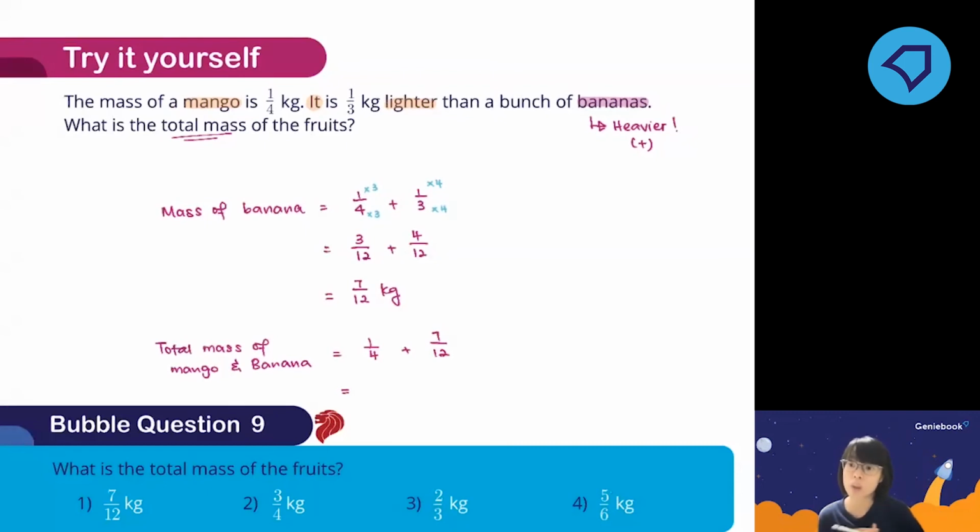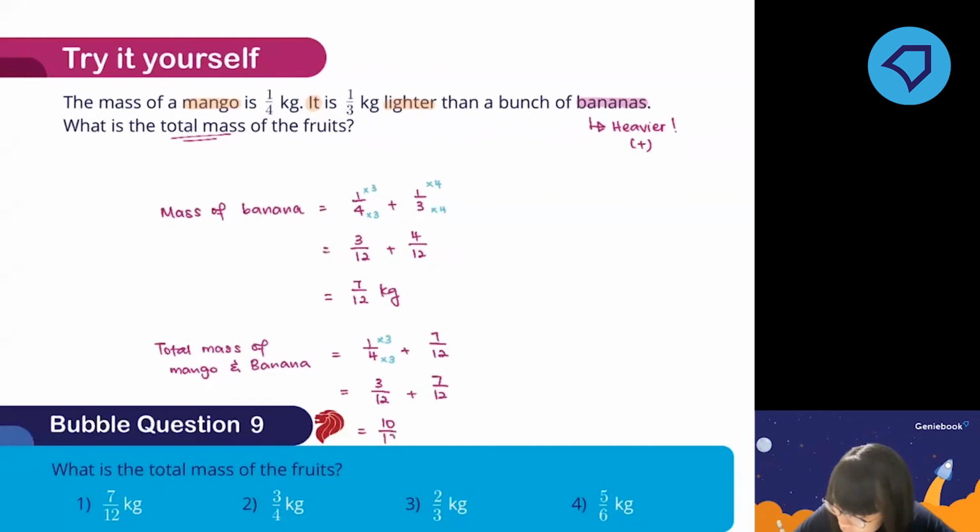So what do you need to do your multiplication? What is the special number you're going to multiply? Are you going to take 4 multiplied by 12 and 12 multiplied by 4? We multiply them by 3. Okay, so we can make this to be 12 by multiplying by 3 so that we don't need to do any multiplication for 7/12. Okay, so in this case, we will have 3/12 plus 7/12, and that will give you 10/12 kg, right?